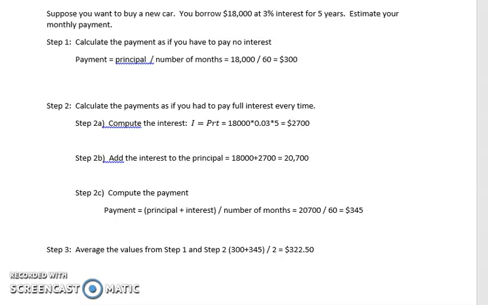Okay, so I hope this helps. I hope it gives you a good example of how to work through the steps and how to approximate a monthly payment for a loan.